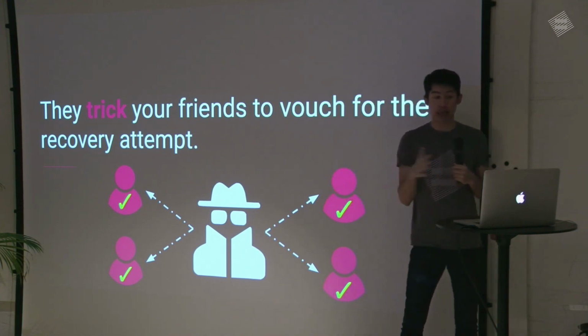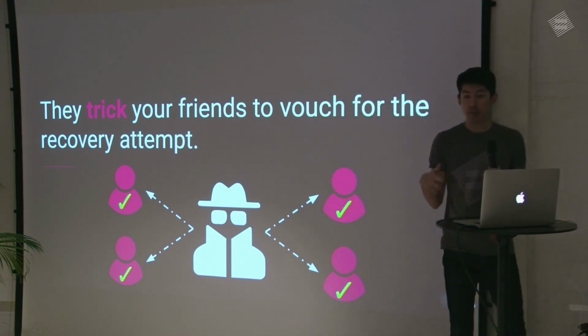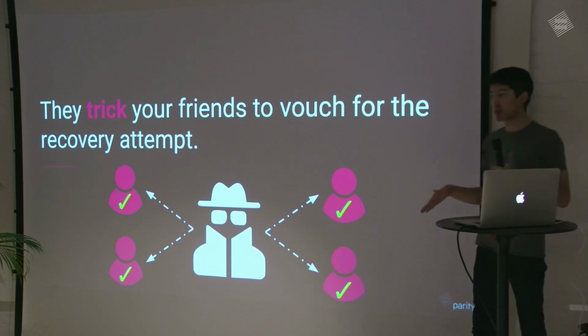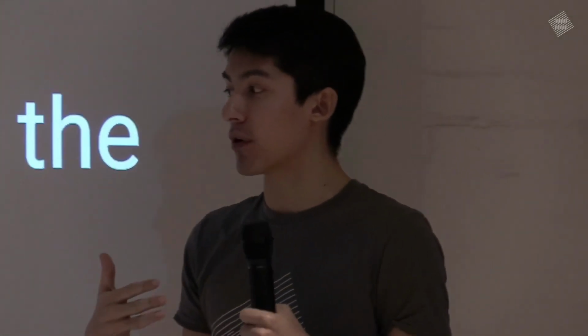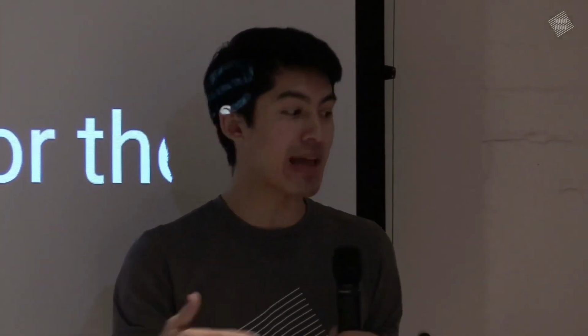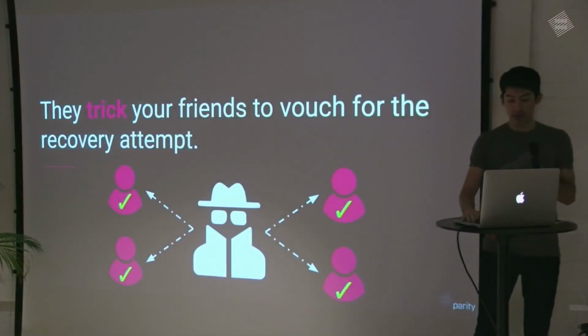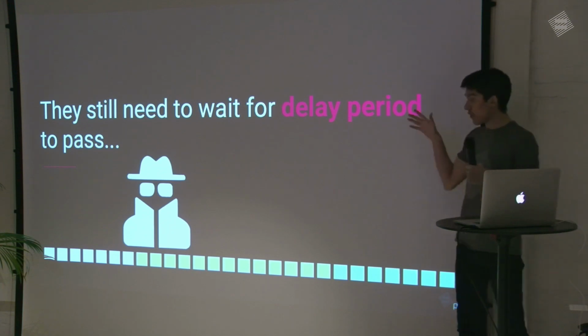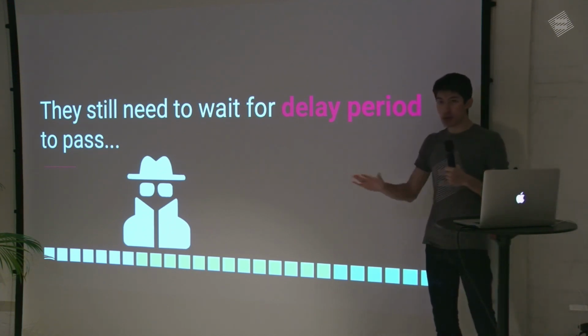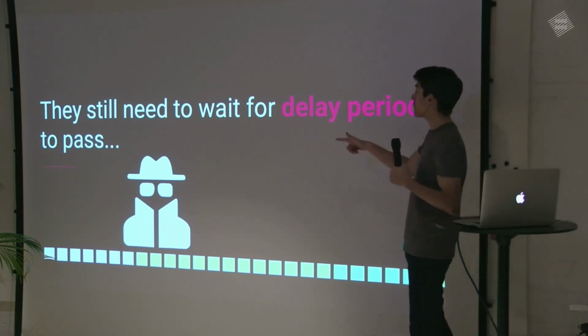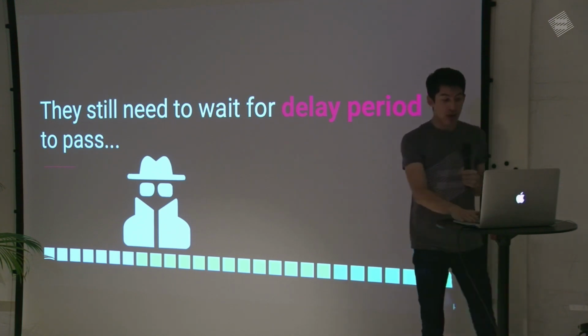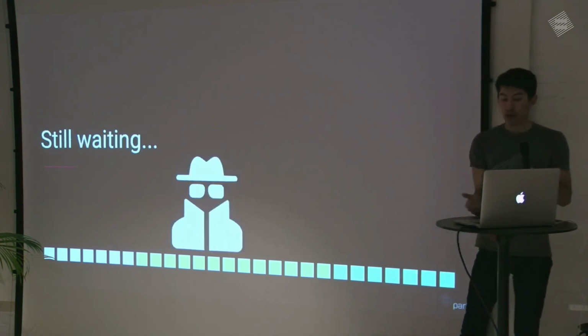And actually, if you're a security person, you will know that most security problems aren't actually computer software problems. They're actually social manipulation problems. People calling, trying to convince people that things that aren't true are true, and getting them to act in a certain way. So they trick your friends, and they vouch for your attempt. Now, even if all of this craziness happens, hopefully your friends would never actually do that. They still need to wait for the delay period, right? And so they got all of the things happening, but they still need to wait.